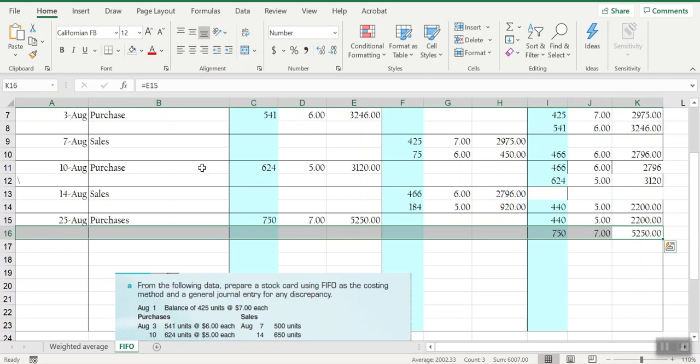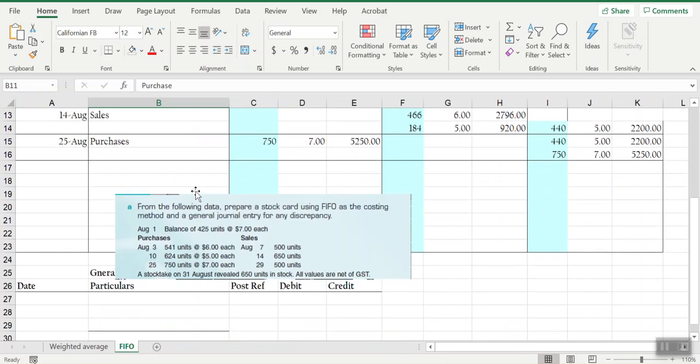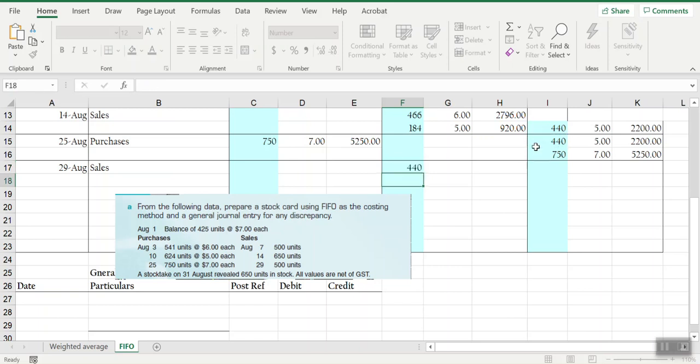Last one, the 29th, we do a sale. With stocks going out when we do a sale, it'll be 500 being sold. Well, it's not 500. So we've only got 440 of the old one, so we have to sell all that first. Should equal, and then the remaining 60 to make the 500, sell $7.